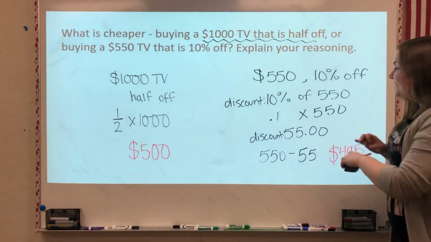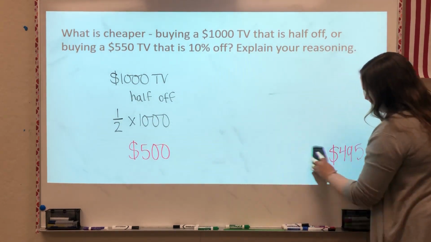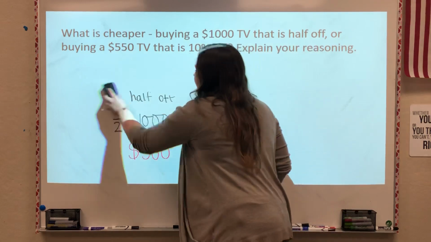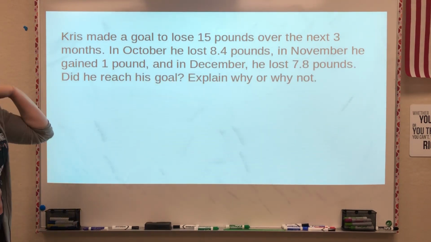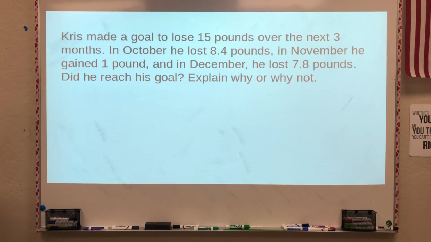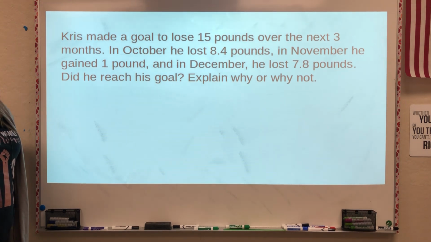We've got one last review question. The last review question says, Chris made a goal to lose 15 pounds over the next 3 months. In October, he lost 8.4 pounds. In November, he gains 1 pound. And in December, he lost 7.8 pounds. Did he reach his goal? Explain why or why not. Go ahead and try this one.